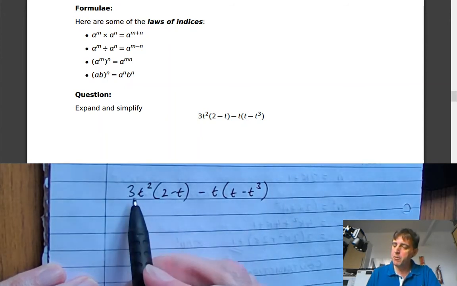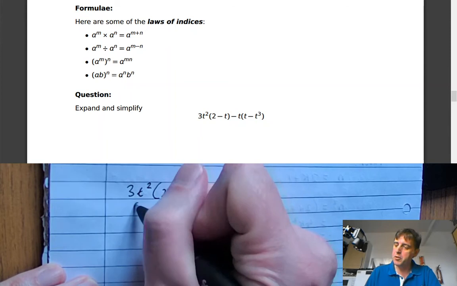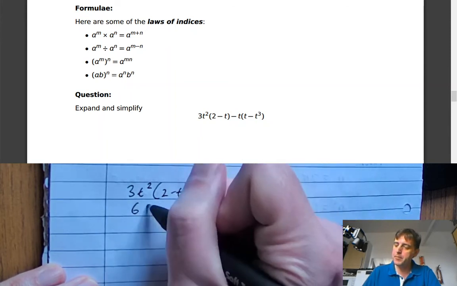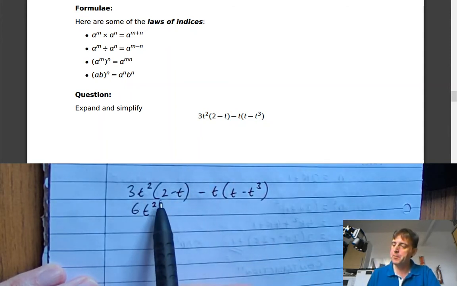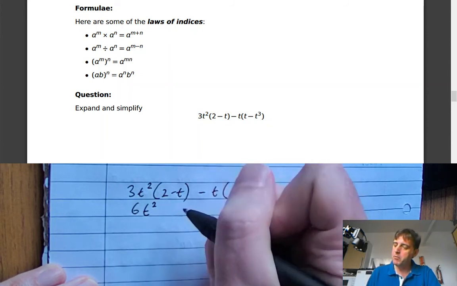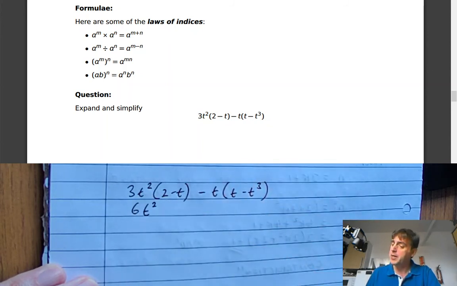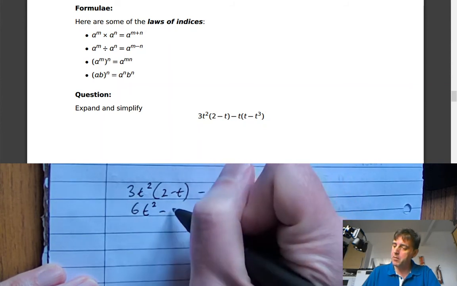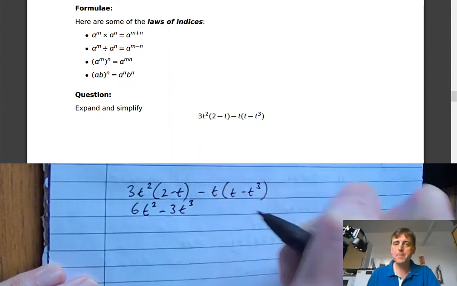The 3t squared times 2, well, the 3 and the 2 are going to multiply together to make a 6. So we end up with 6t squared there. The 3t squared times the negative t, well, if we multiply the t squared by a t, we get t cubed. So this whole thing becomes minus 3t cubed.